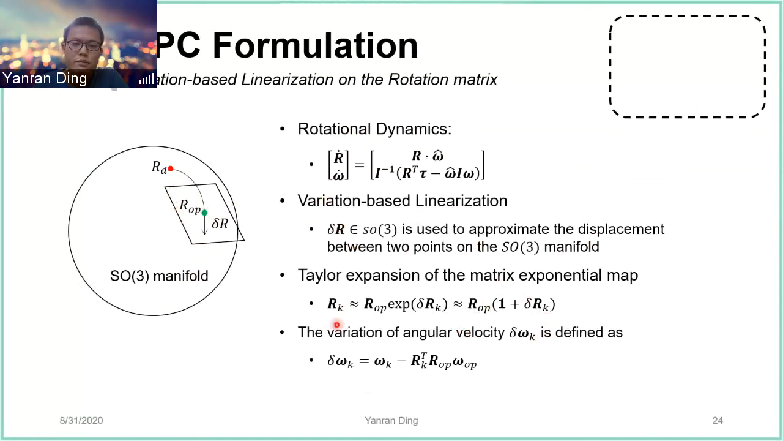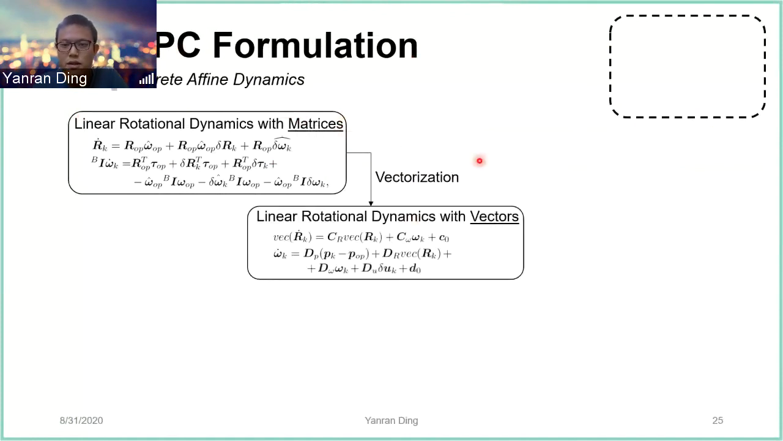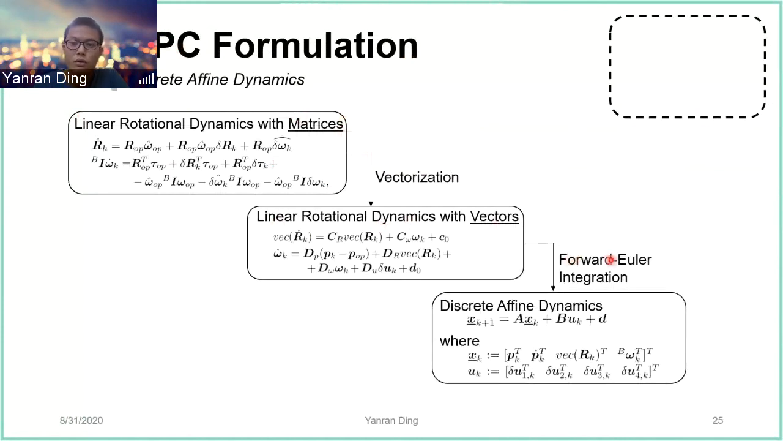Once we have the expressions of R_k and omega_k, we can plug them back into the original rotational dynamics to obtain a linear dynamics. However, this linear dynamics has variables that are matrices, which is not very friendly to the MPC formulation because it requires vectors. So we have this vectorization scheme to transcribe it into a linear dynamics with vectors, and then we use a forward Euler integration to get the final discrete-time affine dynamics.